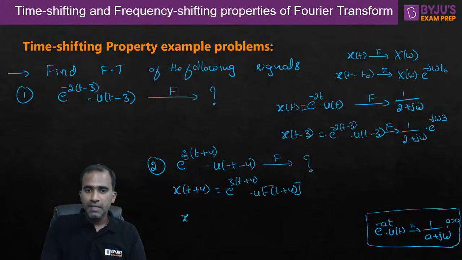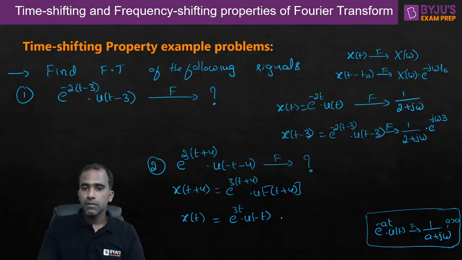Then replace t plus 4 with t. Then what will it look like? It looks like e power 3t into u of minus t. So if you can find the Fourier transform of this one, which is easy, then you can also find the Fourier transform of this one using the time shifting property. So what is the Fourier transform for this?